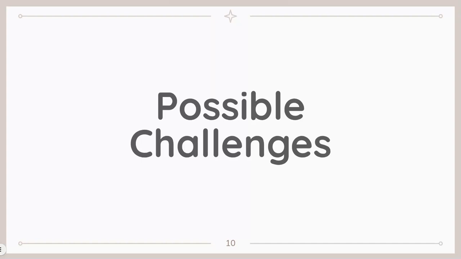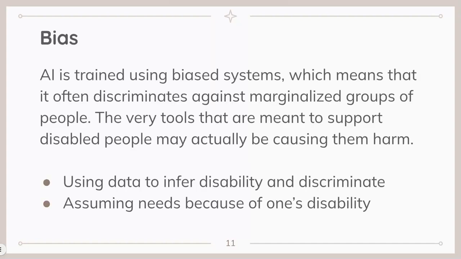So here are some possible challenges with AI in accessibility. The first is bias. AI is trained using biased systems, which means that it often discriminates against marginalized groups of people. The very tools that are meant to support disabled people may actually be causing them harm.